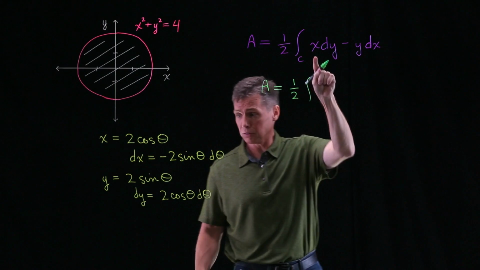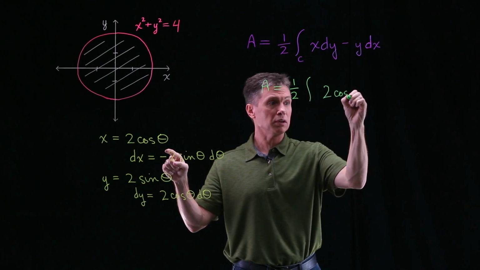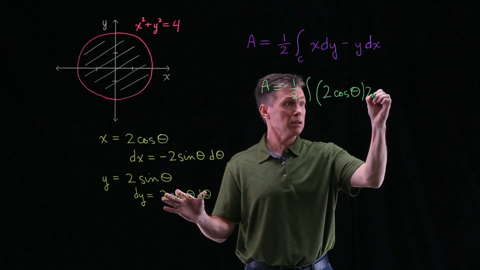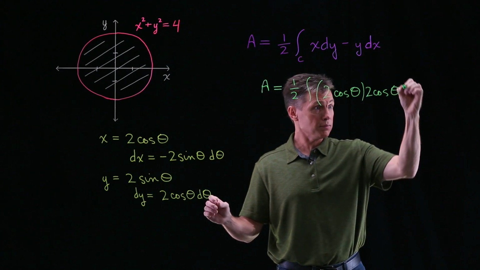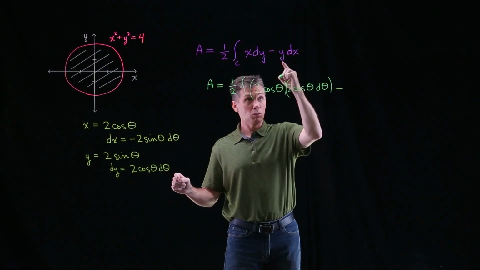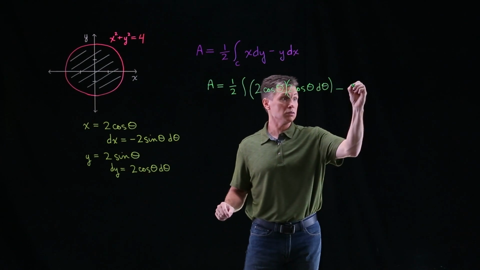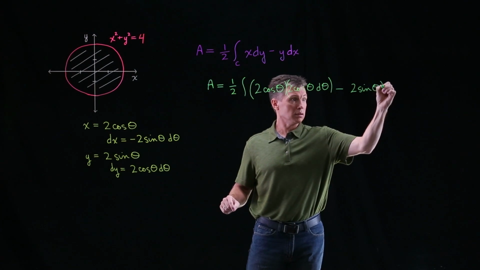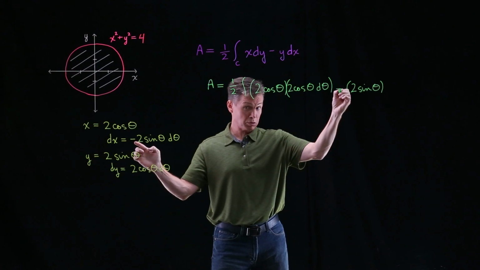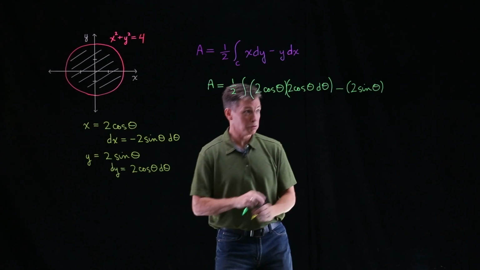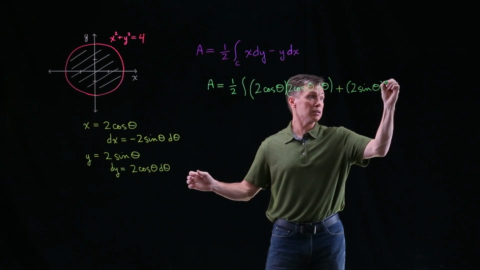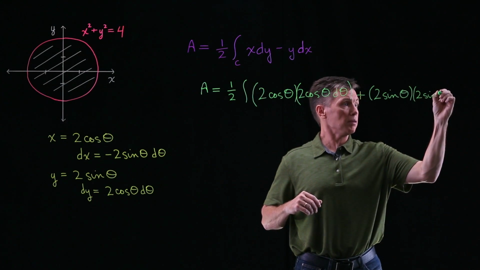Let's fill in those pieces of the puzzle. X comes from here. That's going to be 2 cosine theta times dy, which comes from here. That's also 2 cosine theta d theta. And then back to the formula, there's a subtraction, so minus y, which is 2 sine theta, times dx, which is actually a minus 2 sine theta. So let's take that minus and combine it with this subtraction and make that positive. I'll do this for you in yellow if you look back at this later. So it was subtraction, but with a minus, let's make it plus. And the rest of it is sine theta, 2 sine theta d theta.